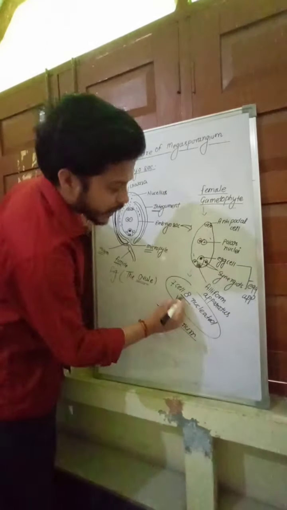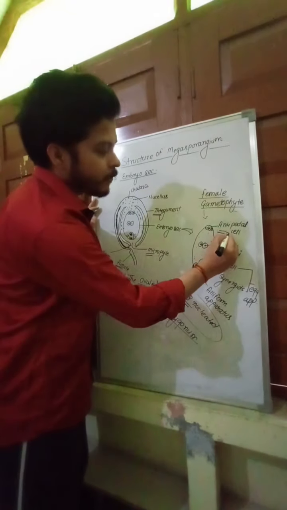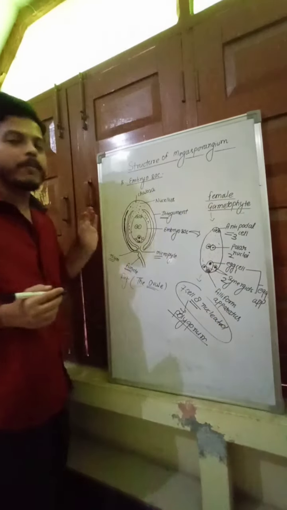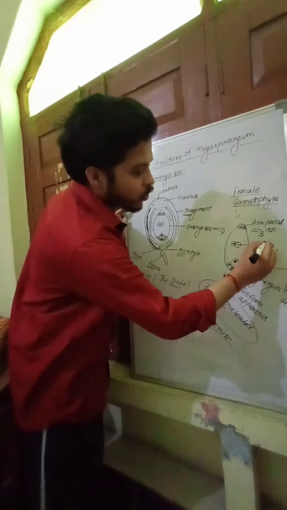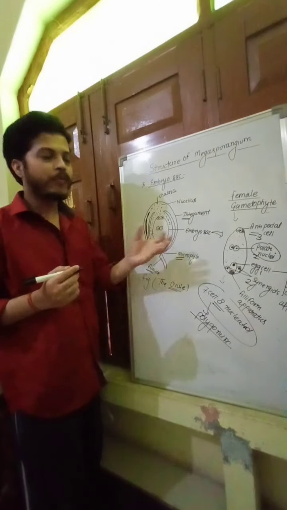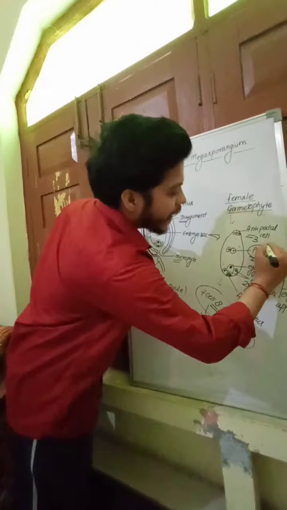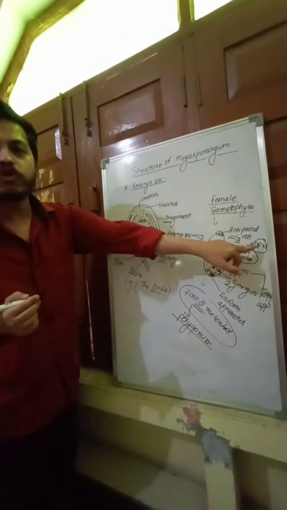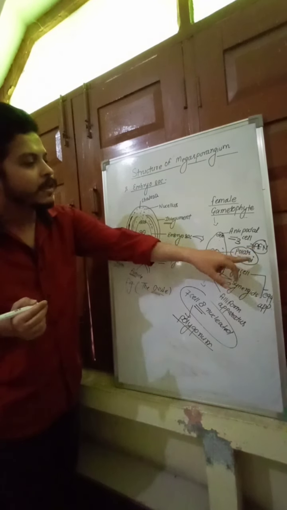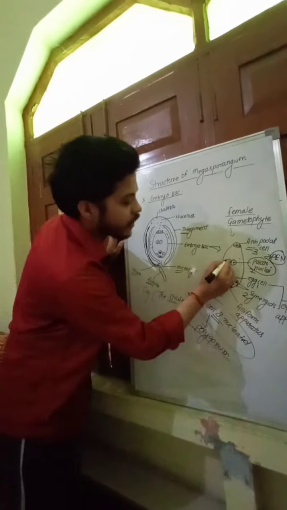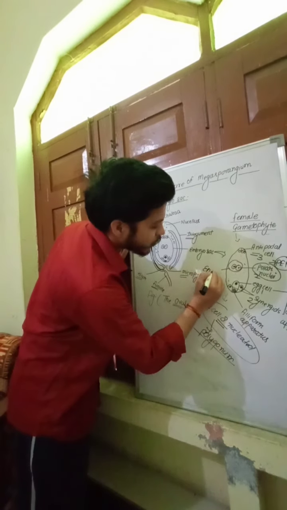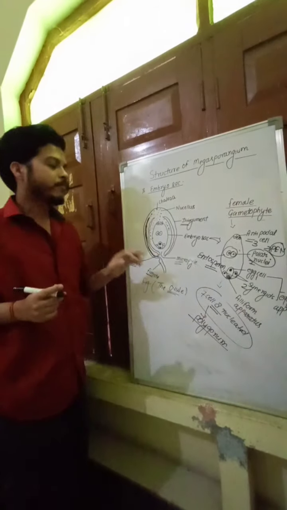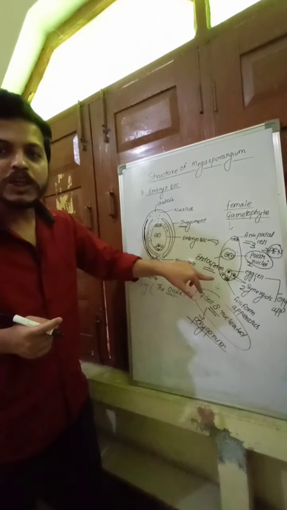So how 8 nucleated? That is 3 antipodal cells, 2 polar nuclei, 1 egg and 2 synergids. Total number is 8 nuclei. The polar nuclei fuse and form the primary endosperm nucleus. What is formed? PEN, the primary endosperm nucleus, after the fertilization. This primary endosperm nucleus develops into endosperm. This endosperm gives nourishment to the embryo.